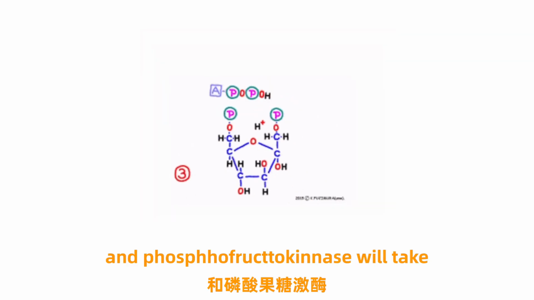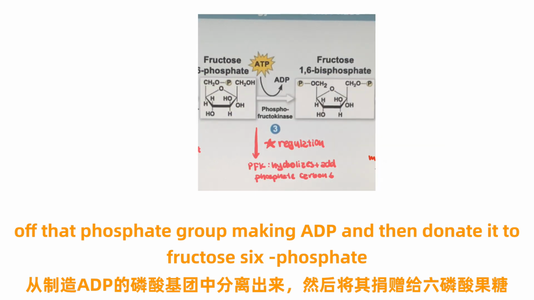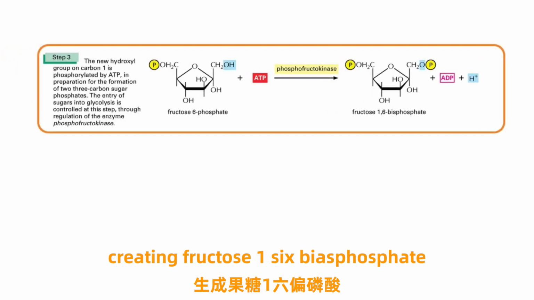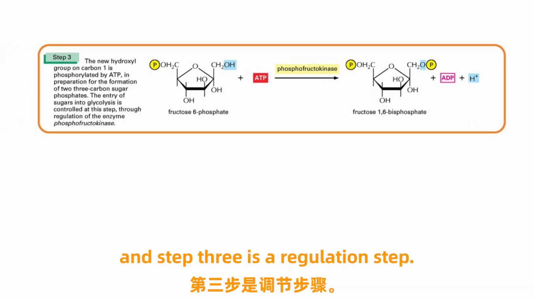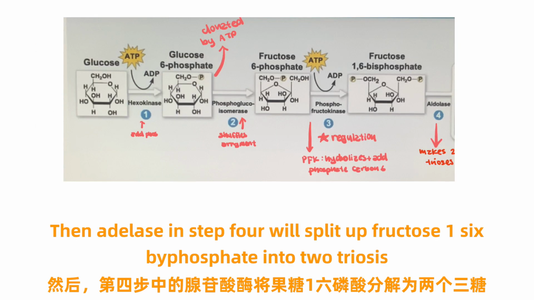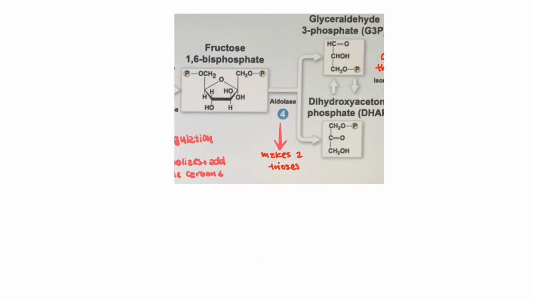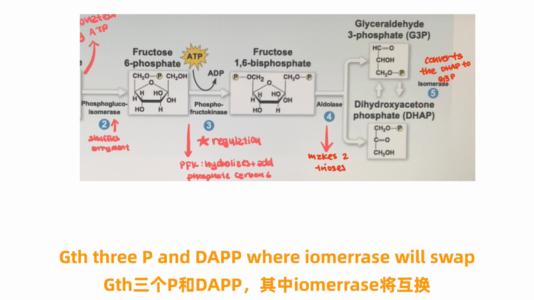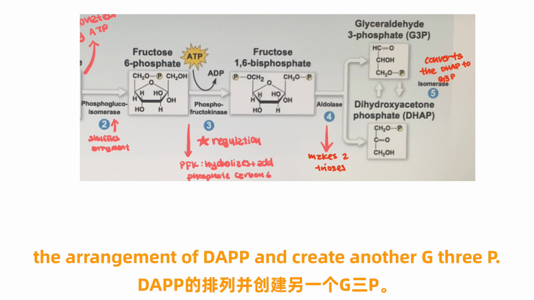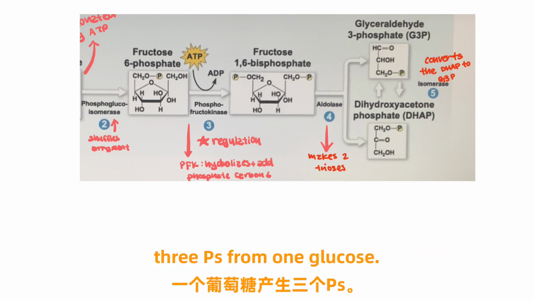Okay, fructose 6-phosphate, then we'll have another ATP invested in step 3. And phosphofructokinase will take off that phosphate group, making ADP, and then donate it to fructose 6-phosphate, creating fructose 1,6-bisphosphate. And step 3 is a regulation step. Then aldolase in step 4 will split up fructose 1,6-bisphosphate into two trioses, G3P and DHAP, where isomerase will swap the arrangement of DHAP and create another G3P. So now we have two G3Ps from one glucose.